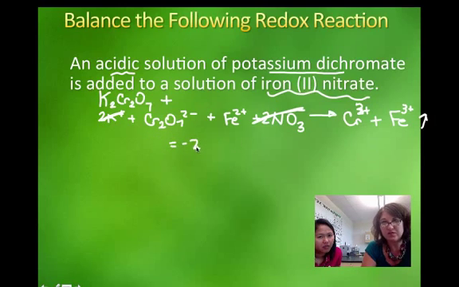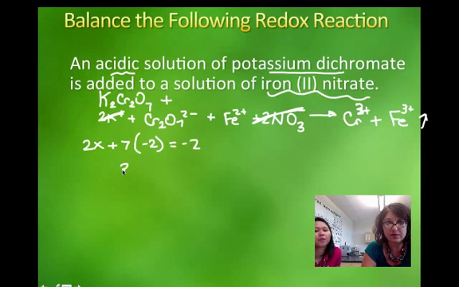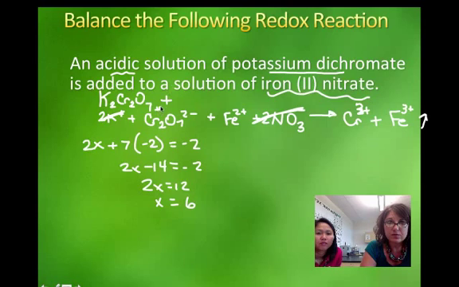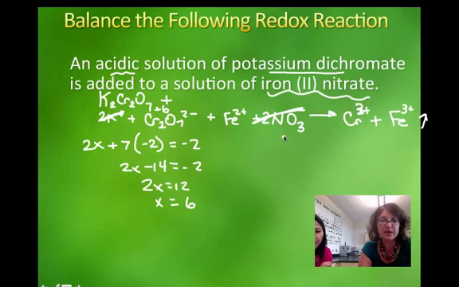Dichromate has a 2- overall. Oxygen is 2-, and there's 7 of them, and then 2 chromiums. So 2x minus 14 equals -2. 2x is 12, and then x is 6. So we go from a 6 to a 3. So it reduced. It went down, which is good because our iron went up. One thing goes up, one thing goes down. If both are going up, not good.